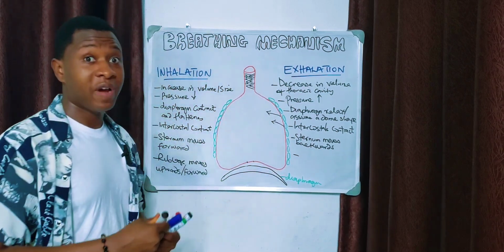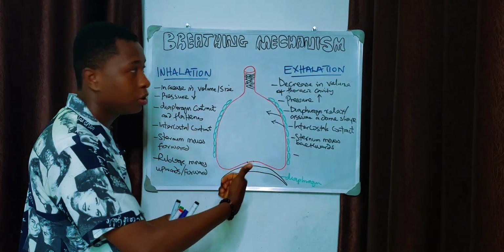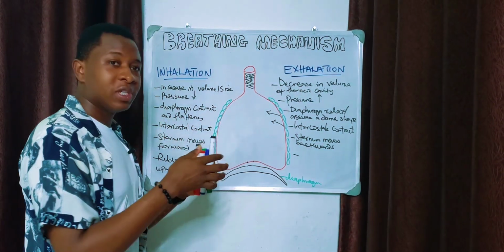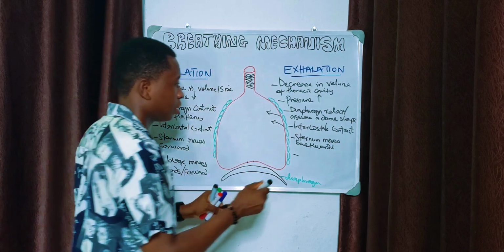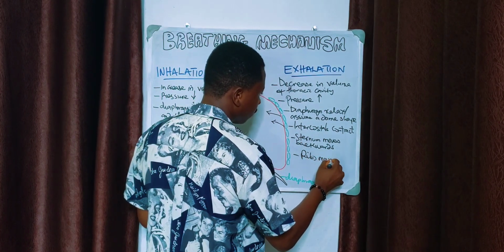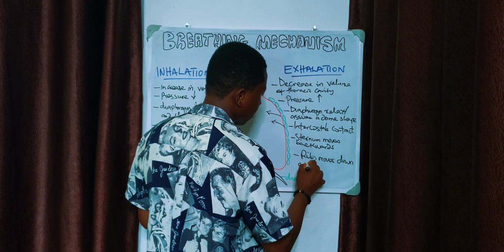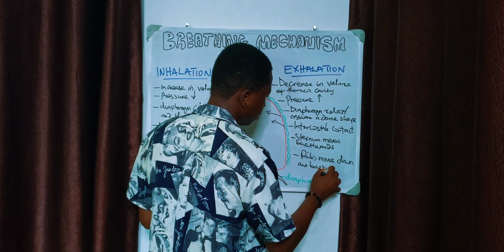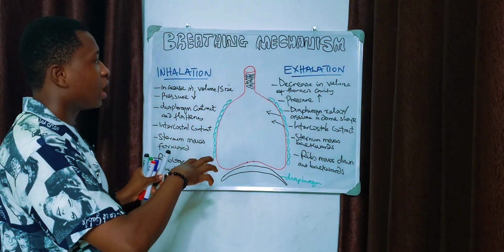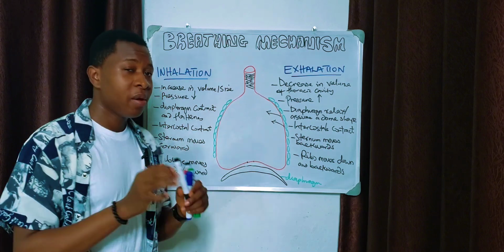And finally, the ribs, because they moved up and forward in inhalation, during exhalation are going to move down and backwards. So this is just an overview of the mechanism that happens when you breathe in and breathe out.